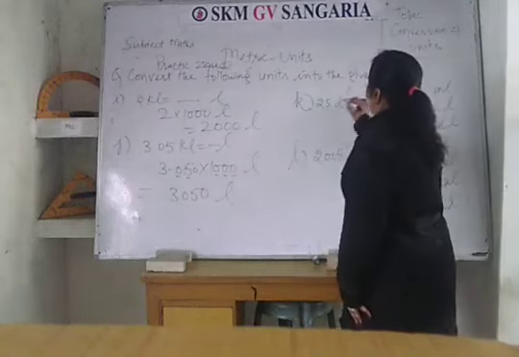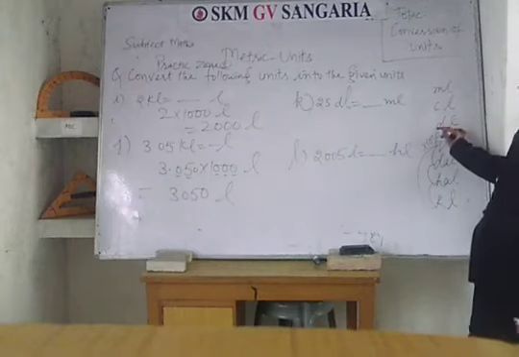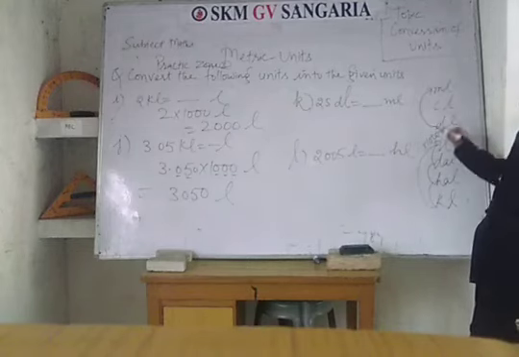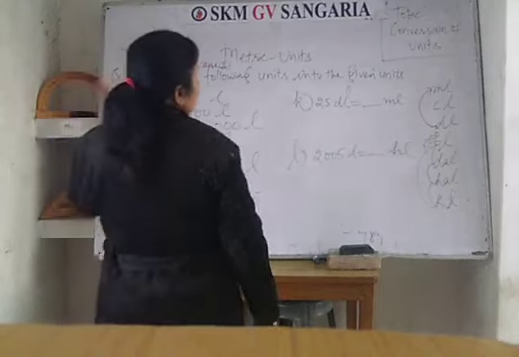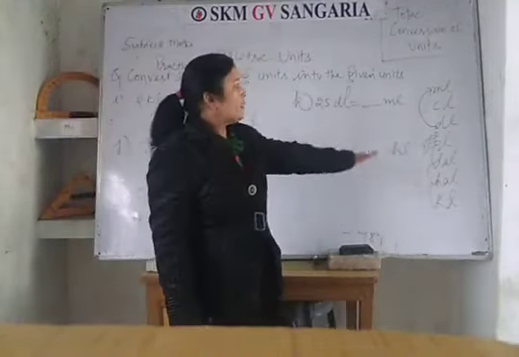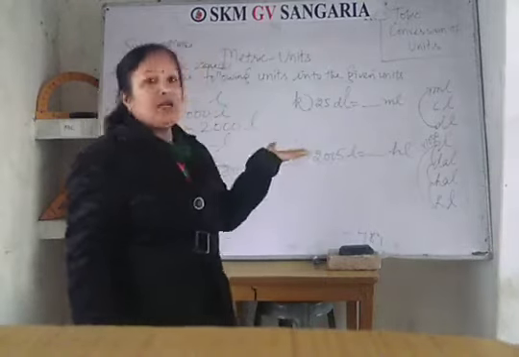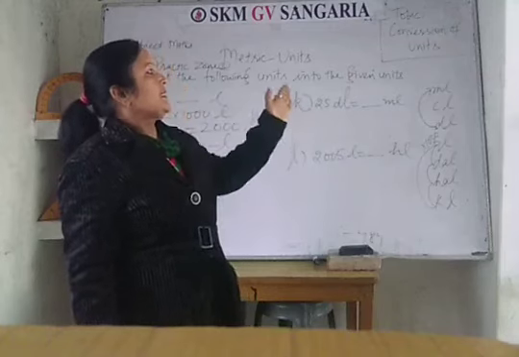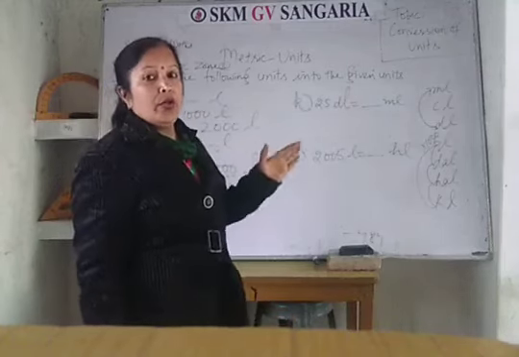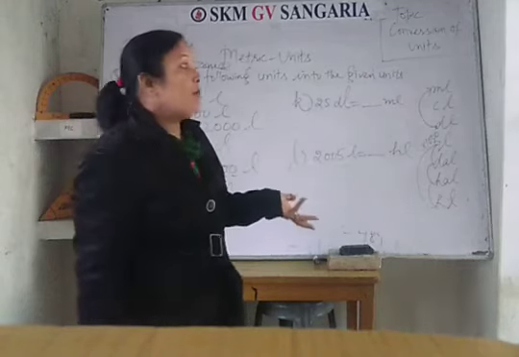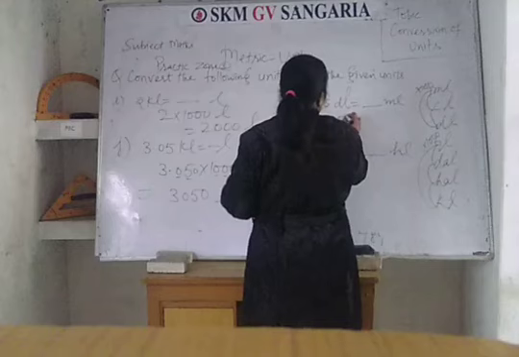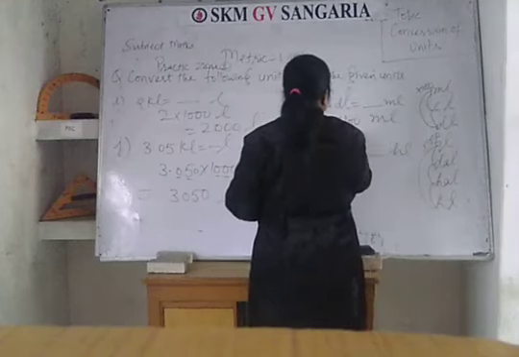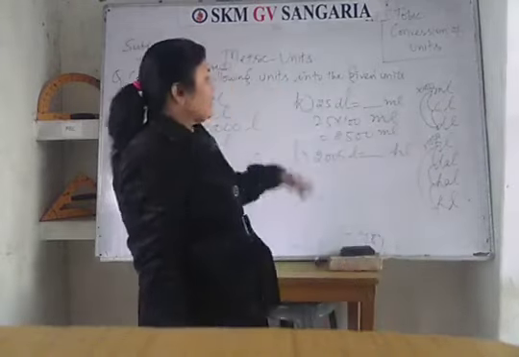Then 25 deciliters to be converted into milliliters. Milliliter is the smallest unit here. So when deciliter is converted into milliliter, will it be multiplication or division? Deciliter is greater than milliliter, so when a greater unit is converted into a smaller unit, you will multiply. 25 multiplied by 100, the unit will be converted into milliliters. So 2500 milliliters.